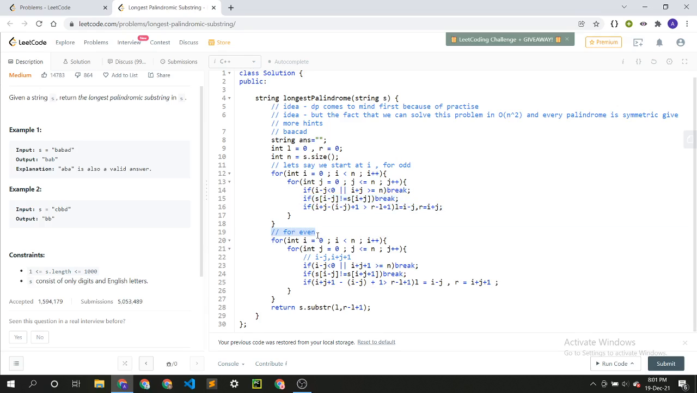Similarly, for even size, and I will return the substring of maximum size. Yeah, so that's about it.